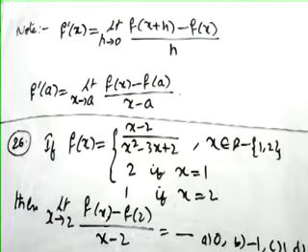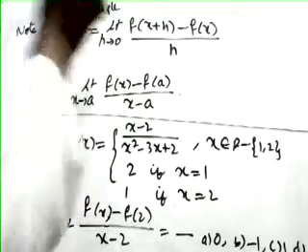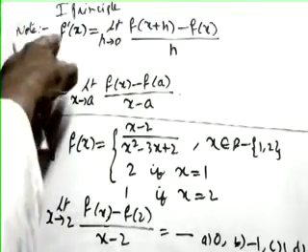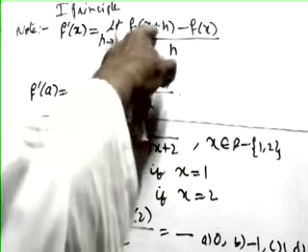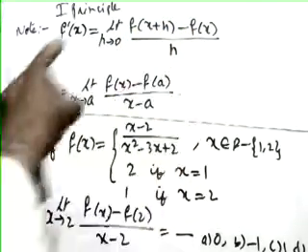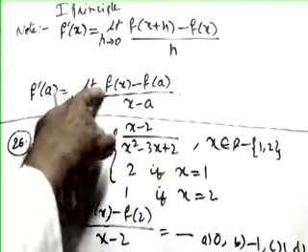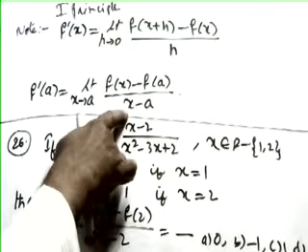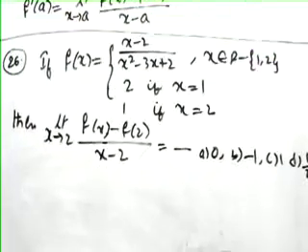Now see on the board, let me recall this. We know the first principle to find differentiation: f dash x equals limit h tends to 0 of f of x plus h minus f of x, divided by h. In the same way, we can use this formula: f dash a equals limit x tends to a of f of x minus f of a divided by x minus a.